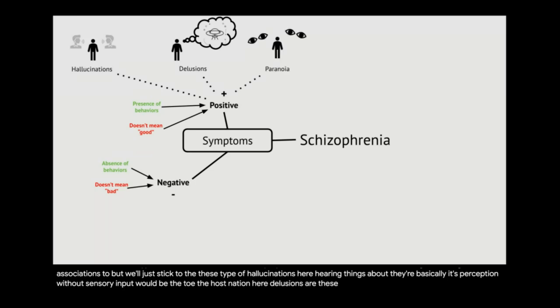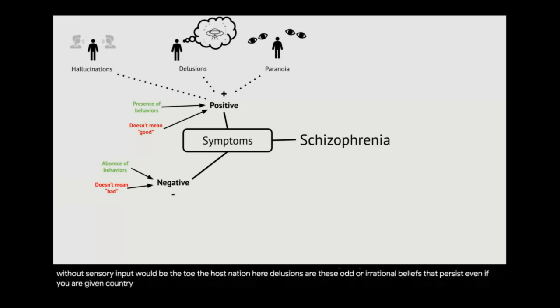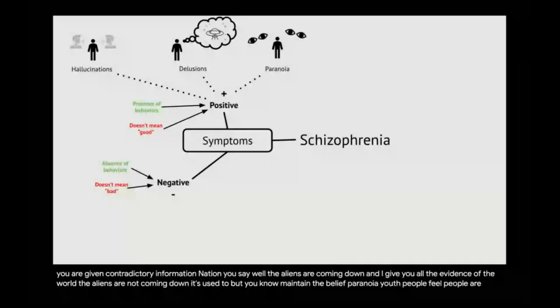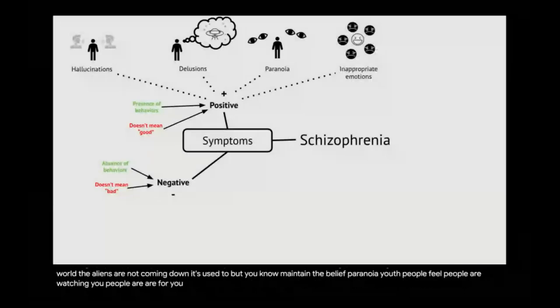Delusions are these odd or irrational beliefs that persist even if you are given contradictory information. You say, well, the aliens are coming down, and I give you all the evidence in the world that the aliens are not coming down, and you still maintain the belief. Paranoia, you feel people are watching you, people are after you. Inappropriate emotions, you are expressing yourself with inappropriate emotions at the wrong time.